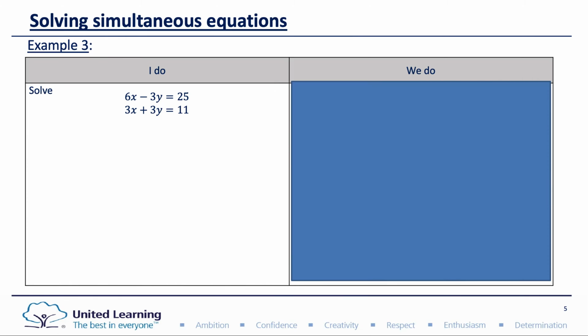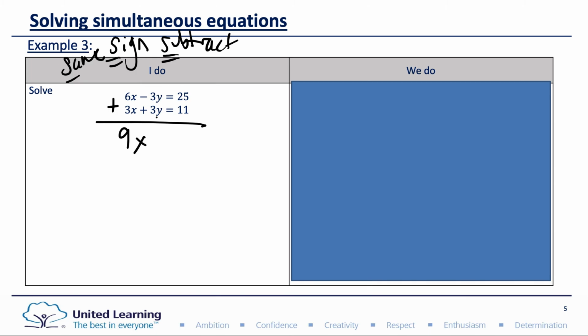Okay, now what happens if they're different signs? So look, they both have a 3 as a coefficient. That's great, but one's a negative 3 and one's a positive 3. So if we remember that same sign, subtract. This is not the same sign, so what's the opposite of subtraction? It's addition, so let's add. 6x plus 3x is 9x. Negative 3 plus positive 3 cancels to 0, hence why we've chosen addition in the first place. And then when you add here, you end up getting 36.